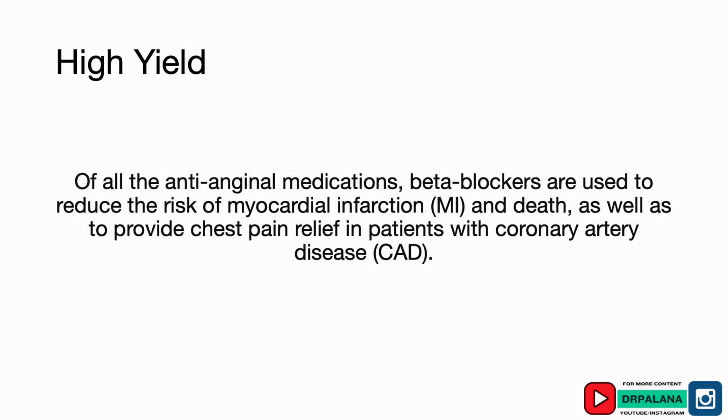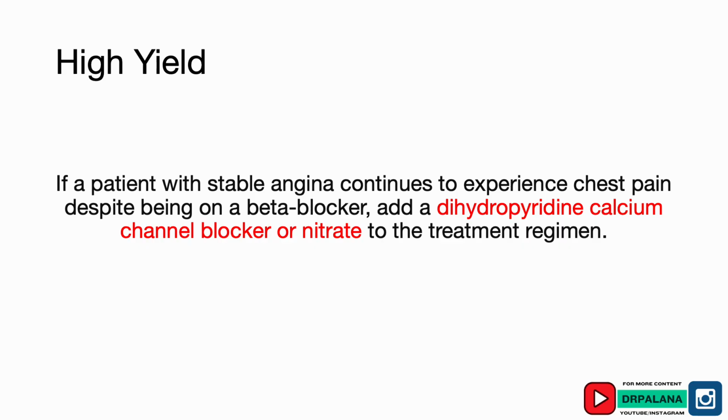Fact: of all the anti-anginal medications, beta blockers are used to reduce the risk of MI and death, as well as to provide chest pain relief in patients with coronary artery disease. If a patient with stable angina continues to experience chest pain despite being on a beta blocker, add a dihydropyridine calcium channel blocker or nitrate to the treatment regimen.